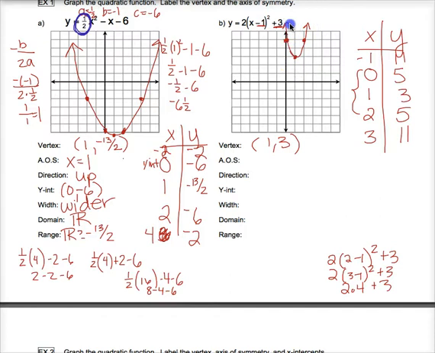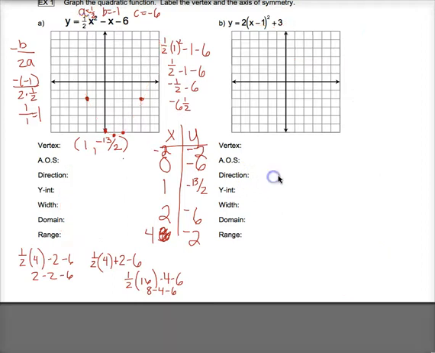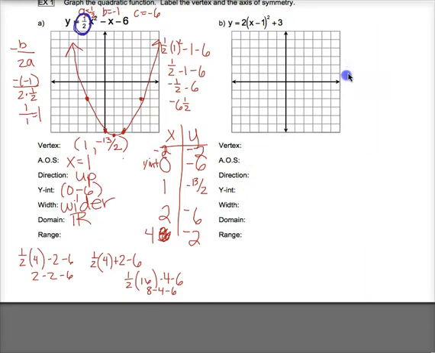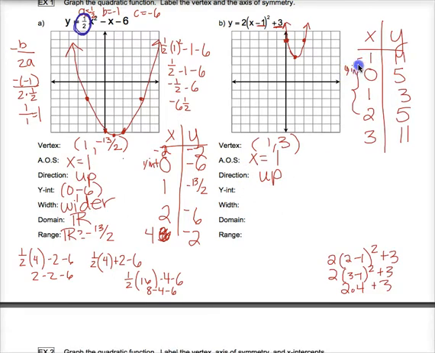Don't make them look like absolute value graphs. Axis of symmetry, always x equals whatever the x coordinate of the vertex is. So in this case, x equals 1. Again, this one also opens up. The y-intercept, it's right here. When x is 0, y is 5. It's where it crosses the y-axis. The width, this one, my a value is 2. 2 is bigger than 1, so this one is narrower.